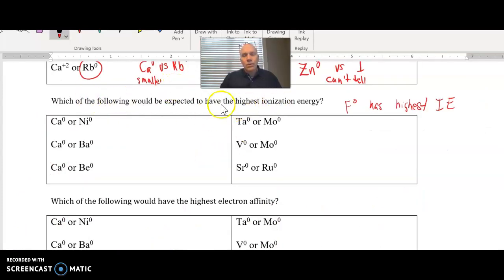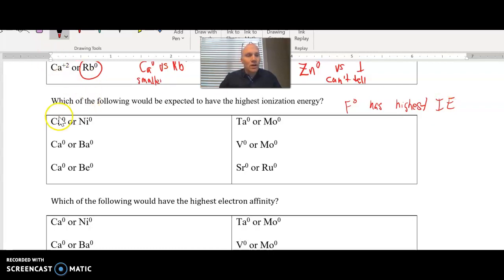So in the next section right here, we're trying to evaluate trends in ionization energy. All right, so remember, ionization energy is the amount of energy required to pull an electron away from a neutral atom. All right, and so in terms of trends, neutral fluorine has the highest ionization energy of any of the elements on the periodic table. So remember, we don't include the noble gases here.